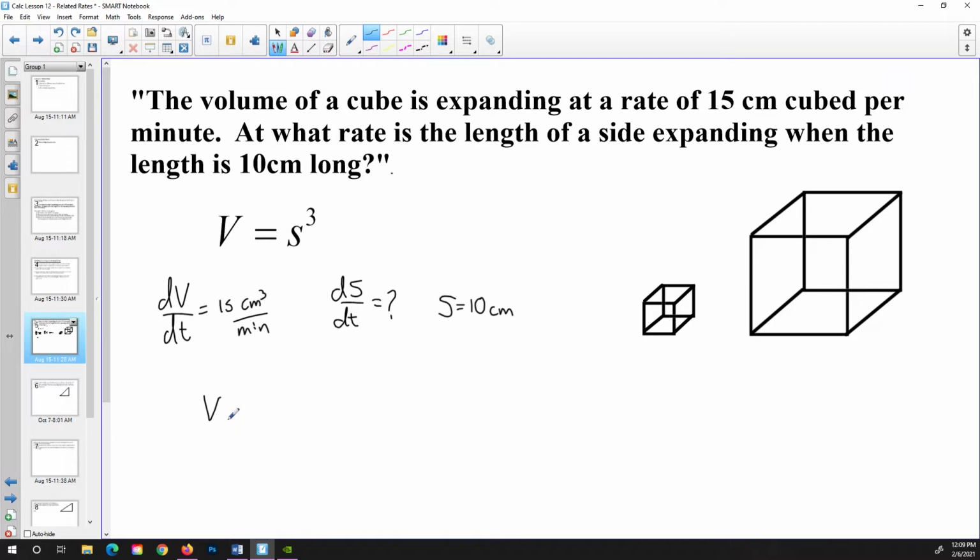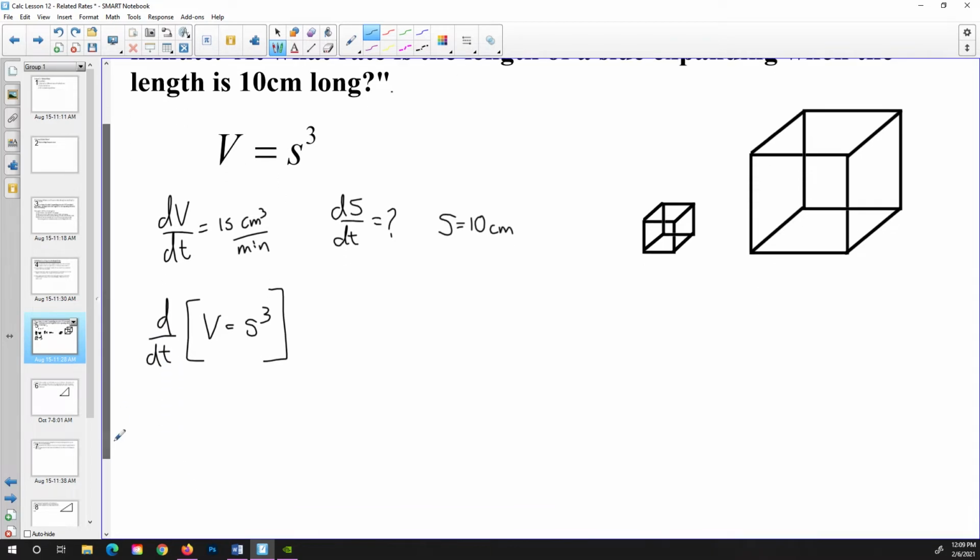If I take that volume equation, v equals the side cubed, and I do the derivative of that formula with respect to time, the derivative of v with respect to time is just going to be dv over dt. The derivative with respect to time of s to the third will be 3 times s squared times ds over dt. In this instance, I can find ds over dt, the value I'm looking for, by having the values for dv over dt and s.